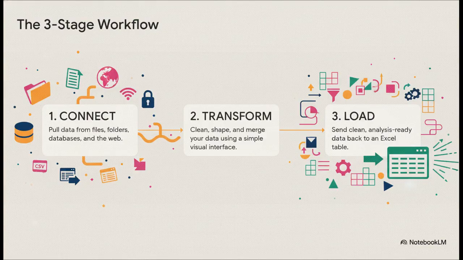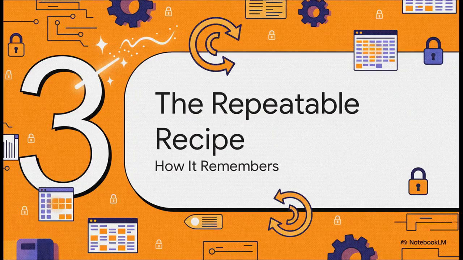The whole workflow breaks down into 3 simple stages. First, you connect to your data, and I mean almost anywhere. Files, entire folders, databases, even straight from a website. Second, you transform it. This is where you clean, shape, and merge it all, using a super intuitive visual interface. No formulas needed. And finally, you load the clean data back into an Excel table. Simple as that.